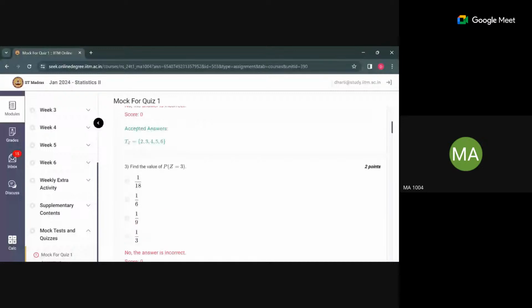The probability of Z equal to 3. What's the probability that Z is taking value 3? Just calculate it. What should it be? 1 by 9. How did it come? So 1 and 2, or 2 and 1. We need the probability that Z is equal to 3.